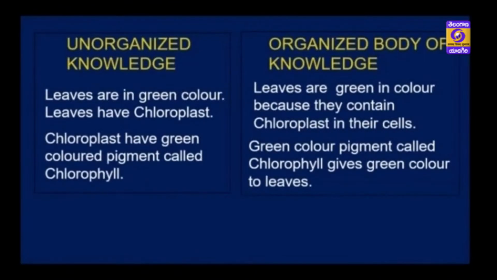Because they contain chloroplast in their cells. The green color pigment called chlorophyll gives green color to leaves. That means here in the organized body of knowledge, you could link all the items that are related to the picture. Here you know the leaves are green in color. Why are the leaves green in color? Because they contain the chloroplast in their cells.